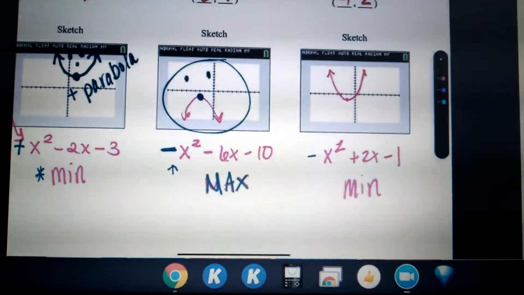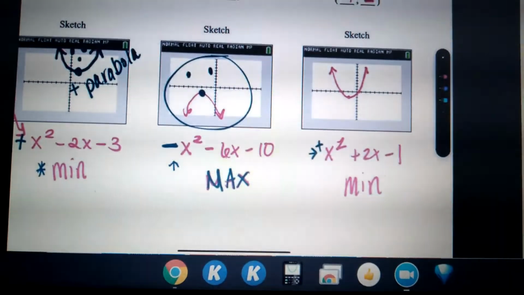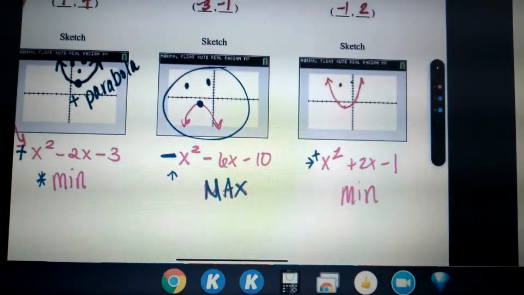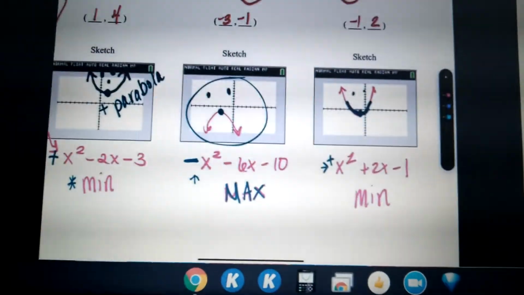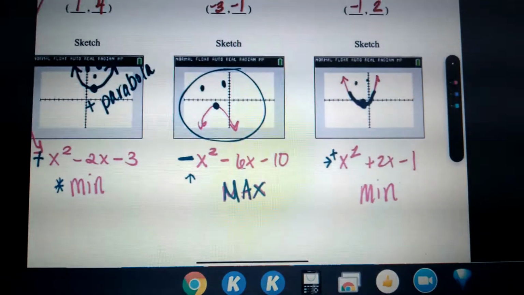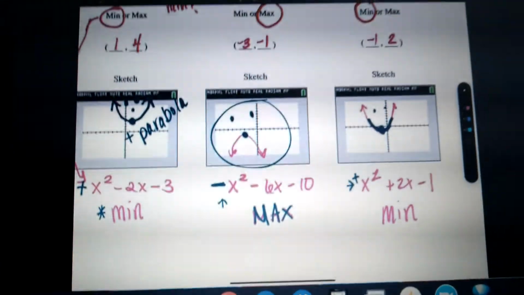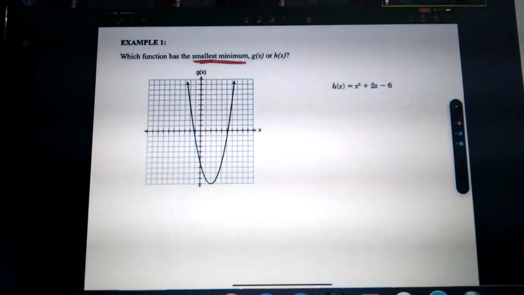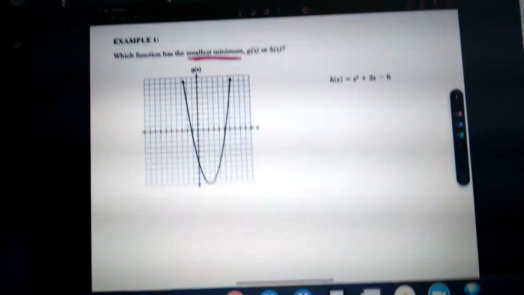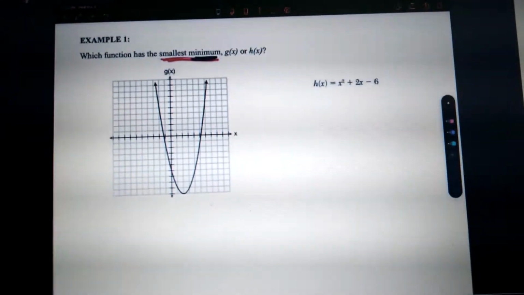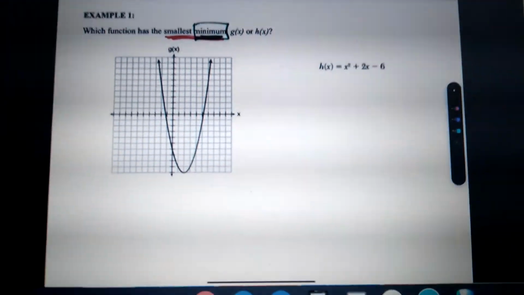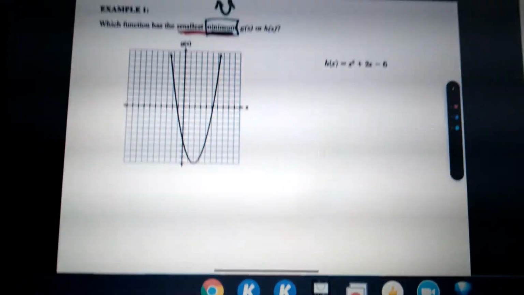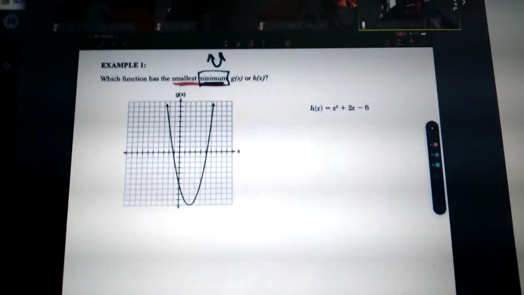Again, look at this one right here. It's positive x squared. That means I'm going to have a positive parabola with a minimum point. Everyone understand? So now, let's compare two different parabolas. Which function has a smallest, a minimum? If it's telling me it has a minimum, that means my parabola is going to look like a smile. Everybody understand?